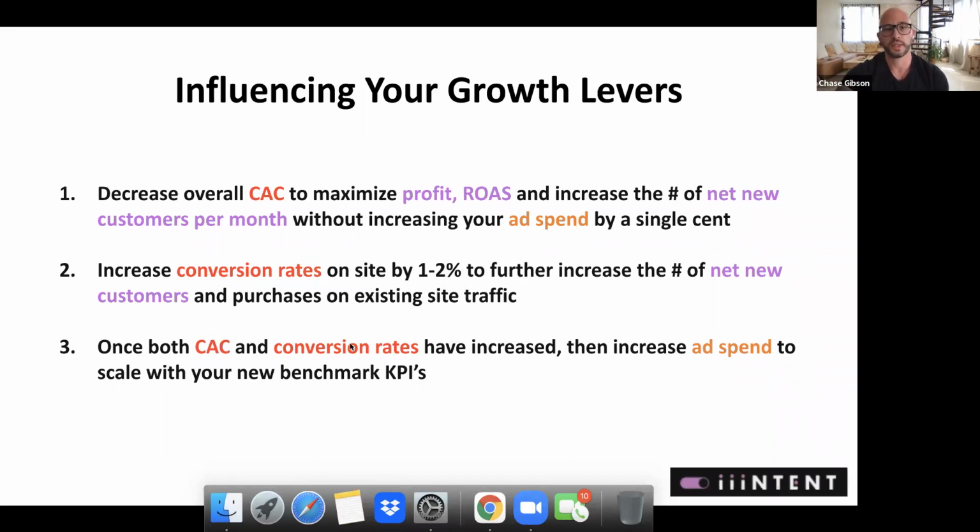And then once those two things are nailed and you have your conversion rates up, then that's when you would want to increase your ad spend. And that's how you can really scale up fast. And we do this in a matter of weeks. So it's a very fast process once you start implementing it.